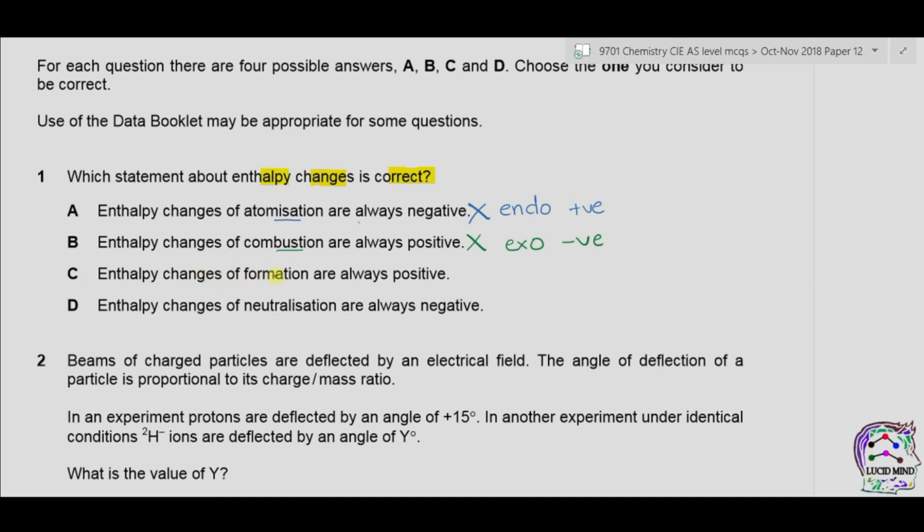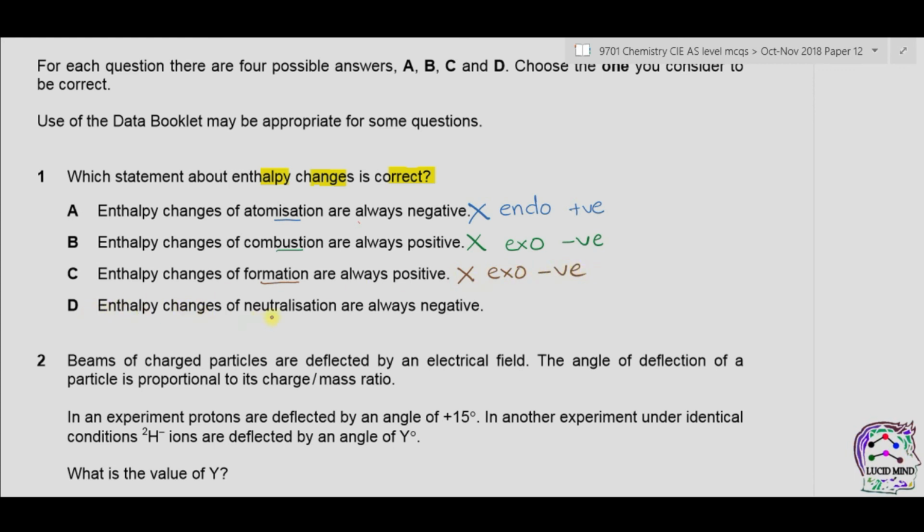Part C. Enthalpy changes of formation are always positive. What happens in formation is that some compound is formed from its elements in their standard states, and whenever a compound is formed, it means the forces of attraction develop or the bonds develop. So whenever bonds are formed, the process is exothermic. So bond formation is always exothermic as energy is released.